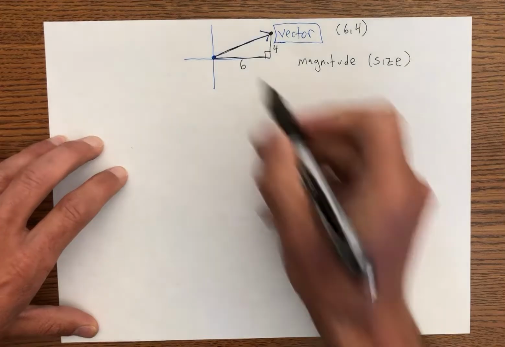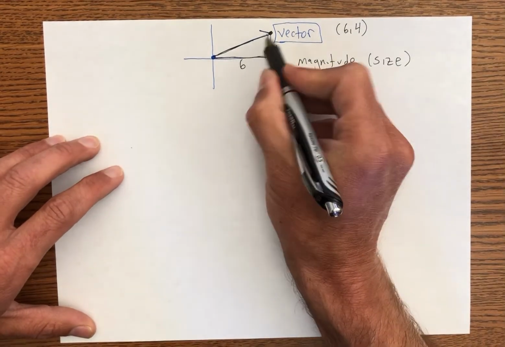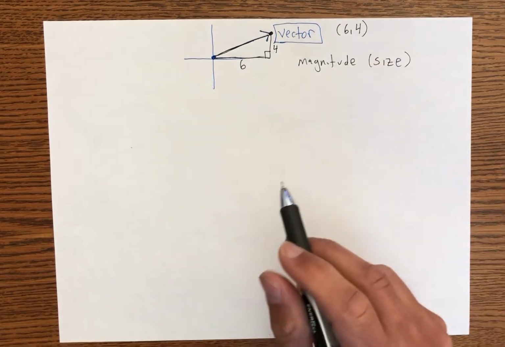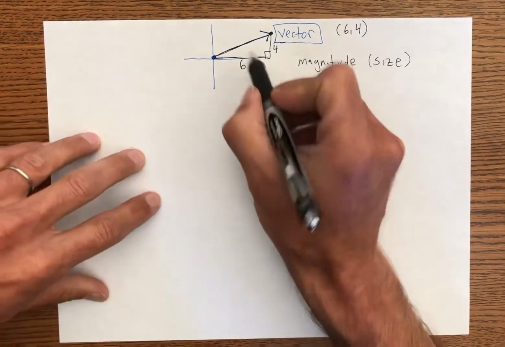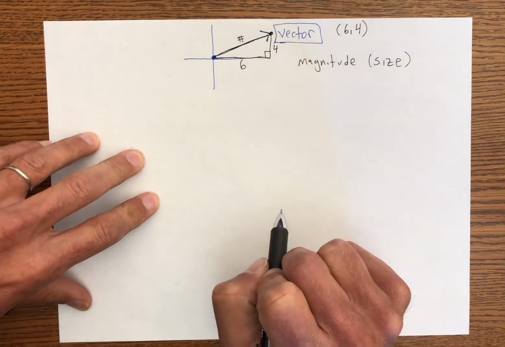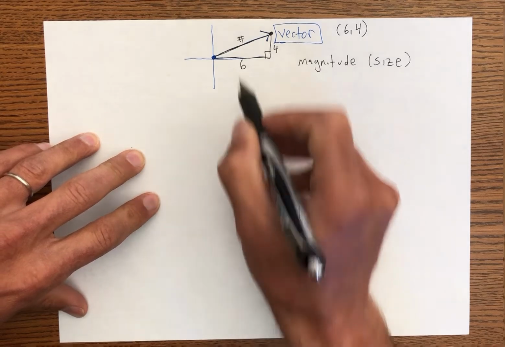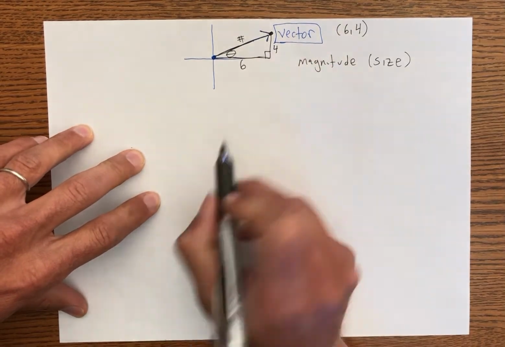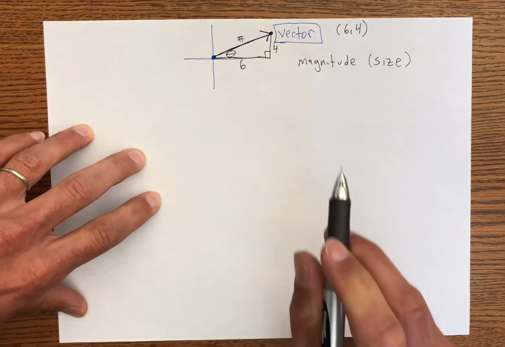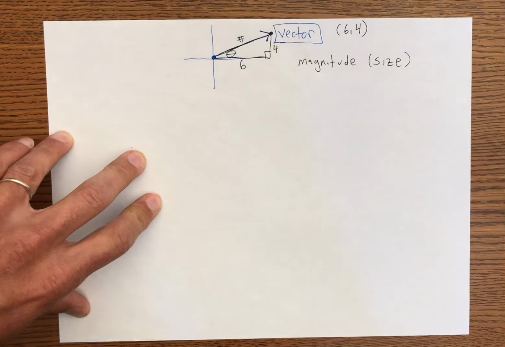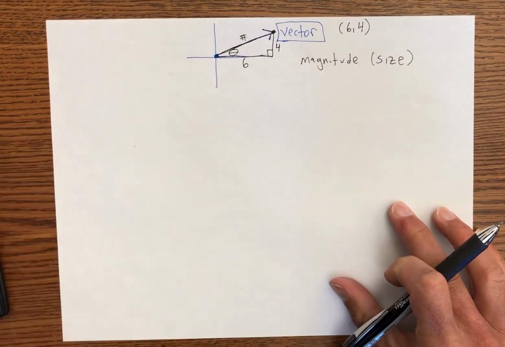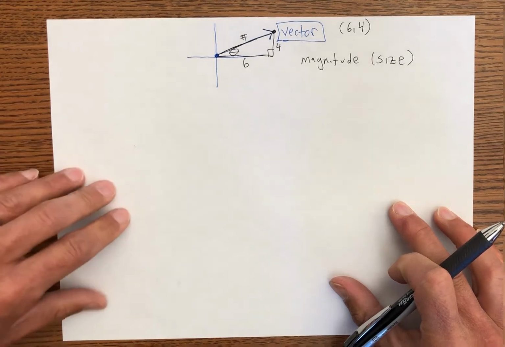If I wanted to figure out the length right here, as you can see, I just drew a triangle. And if I have a triangle, I could just use the Pythagorean theorem to find this number, which is called the magnitude. If I wanted to know the direction of my vector, I would find theta. Theta is the degree in which the vector is headed. So that's vectors summed up all into one, but it gets a lot more in depth as we move on.